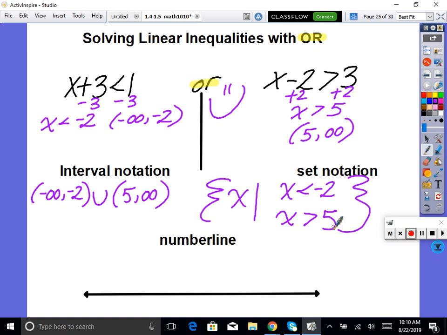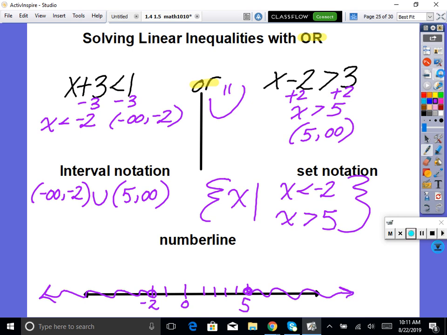So then on our number line, we would go 0, negative 1, 2, and 1, 2, 3, 4, 5. So they both get parentheses or open circles going this way. So what if this would have been an and one? Our answer would have been no solution. Do you ever see those squiggly lines intersect? Nope. Okay.